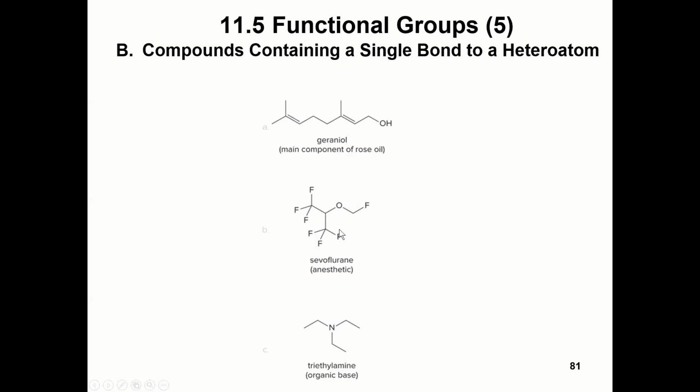This molecule here, sevoflurane, which is used as an anesthetic, contains several fluorines, several carbon-halogen bonds. So this is an alkyl halide. But in addition, it contains an oxygen with two separate carbon-oxygen single bonds, which is characteristic of an ether. And this example here contains a nitrogen. A nitrogen usually has three bonds plus the lone pair, and these three bonds are carbon-nitrogen bonds. So this is a tertiary amine, and this is the amino group in triethylamine.